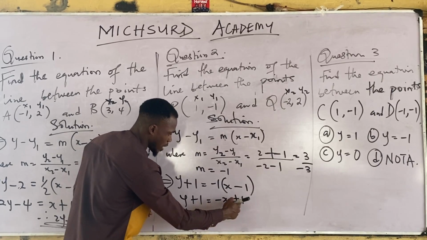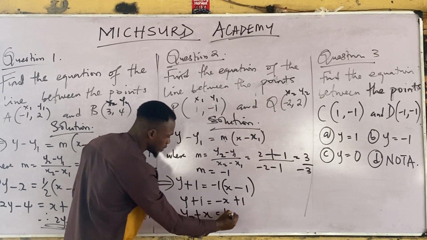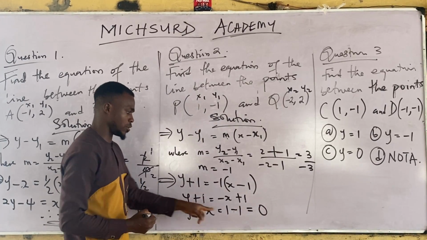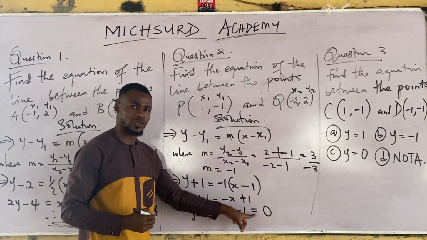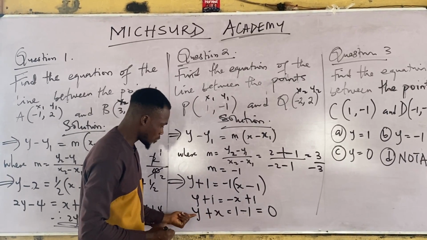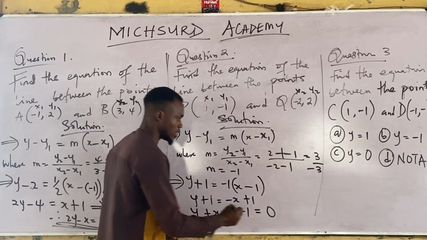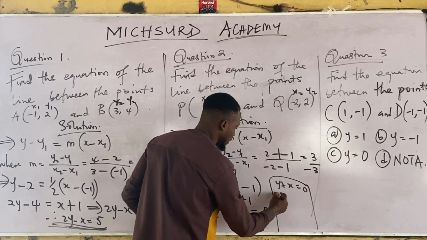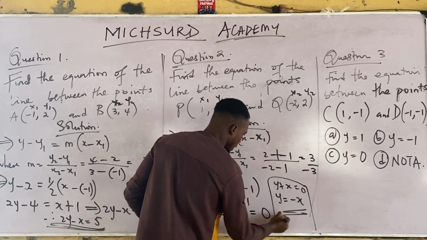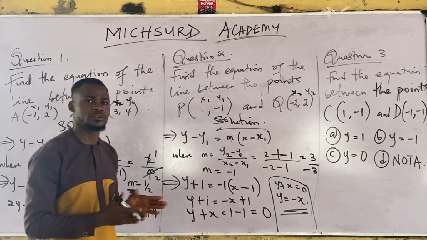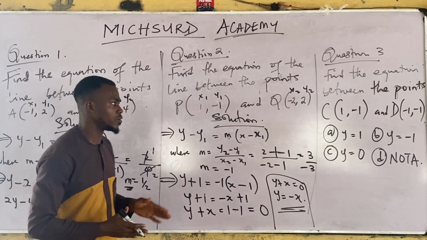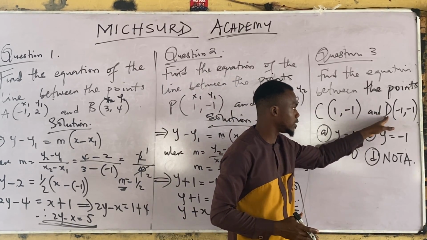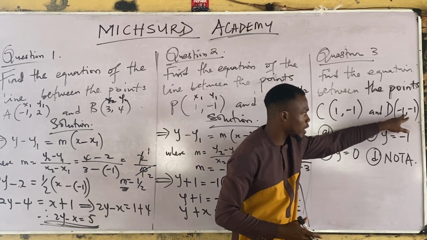Then we have equal to 1 here, then this one crosses over and becomes minus 1. So you can see that everything is equal to 0, because 1 minus 1 will give us 0. So that means y plus x equal to 0. Or if you say y plus x equal to 0, we can as well say that y is equal to minus x. So that becomes the equation of the straight line. Now, question 3, we have 2 points, C (1, minus 1), and D (minus 1, minus 1).